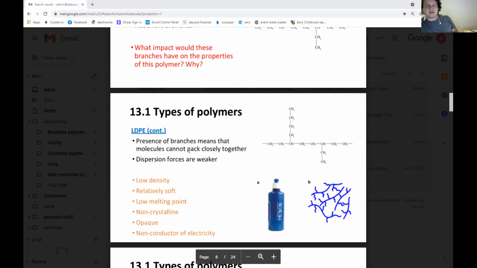Because we have the presence of branches, we have fewer dispersion forces because the molecules aren't as tightly packed. So we get soft and squishy plastic. Sometimes it's cheap and nasty. Other times it's done for a reason. So low melting point, it's not very dense, it's soft and squishy.